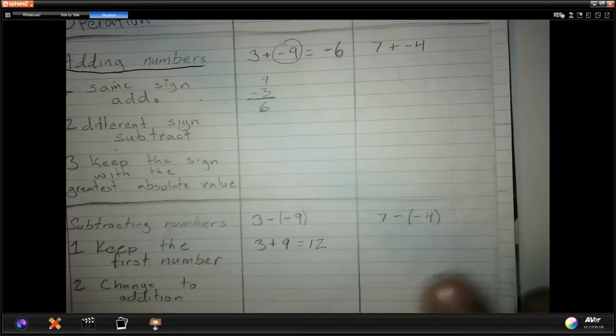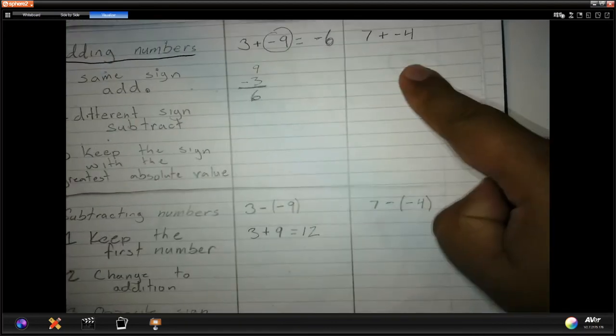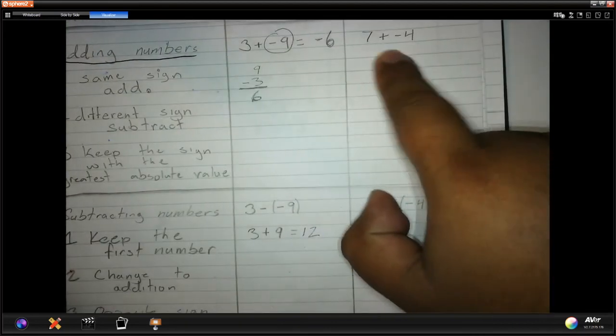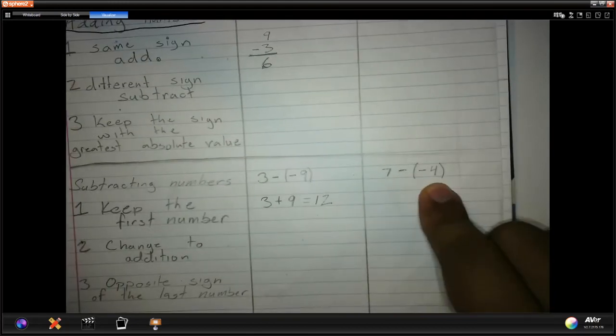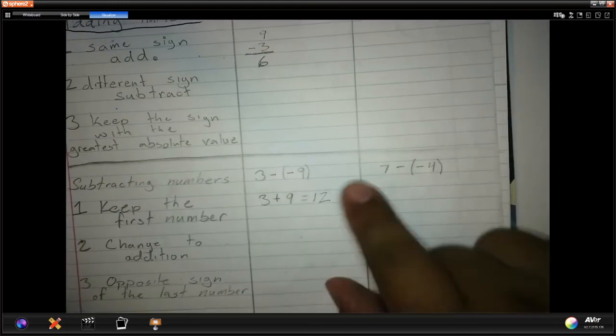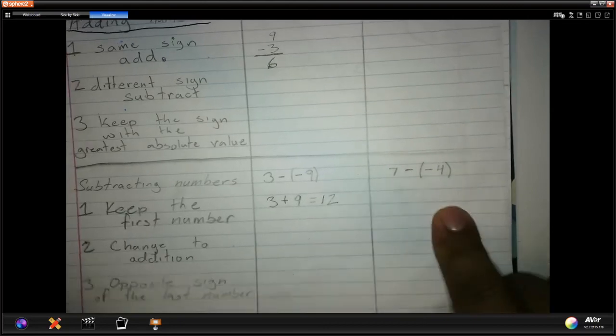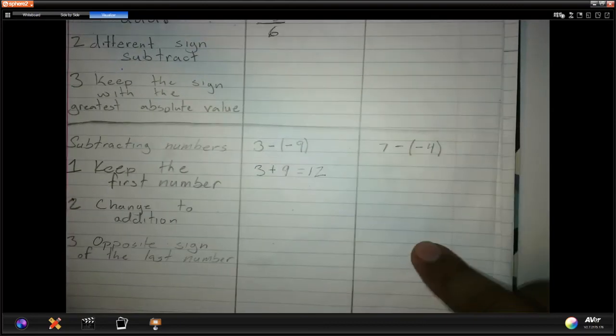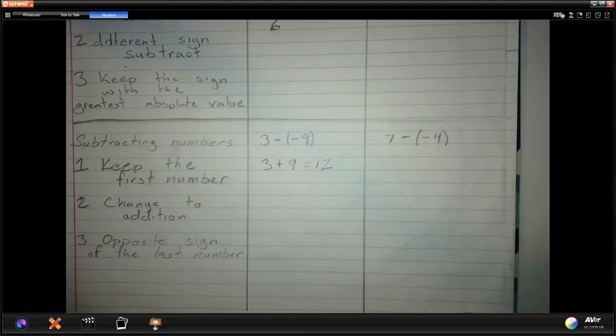Now your time. Go ahead and write this down. Very similar, but now instead of adding a negative 4, I'm going to go ahead and subtract a negative 4. Let's see how that changes this problem. 7 minus a negative 4. So go ahead and pause the video and solve this problem. All right, let's get back into 3, 2, 1.